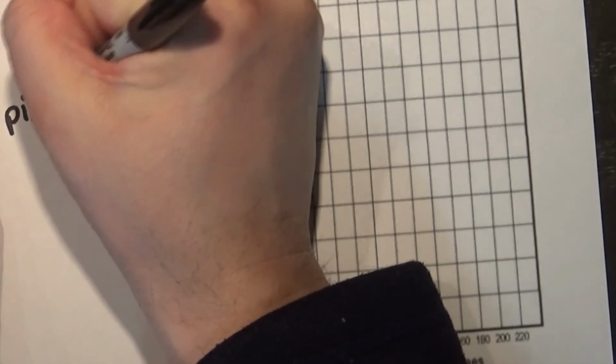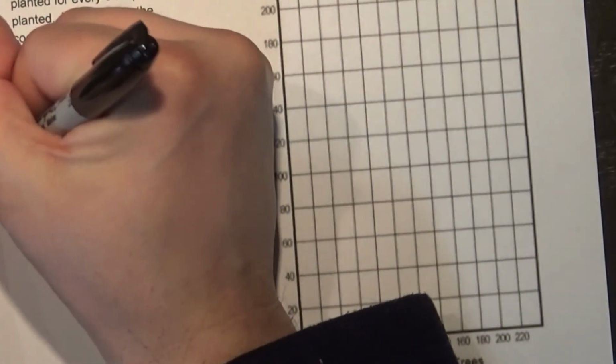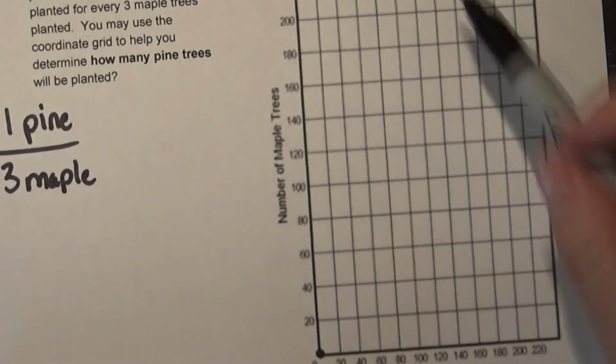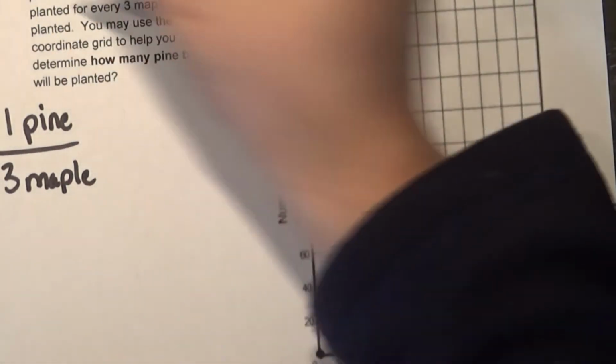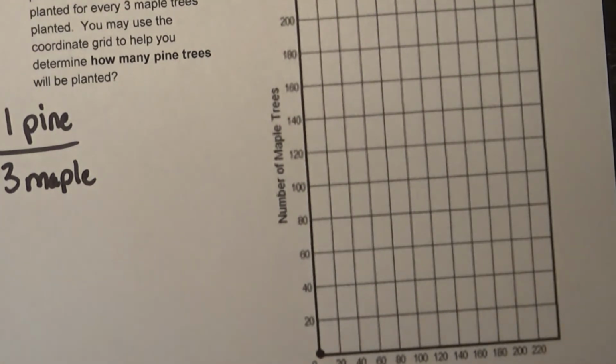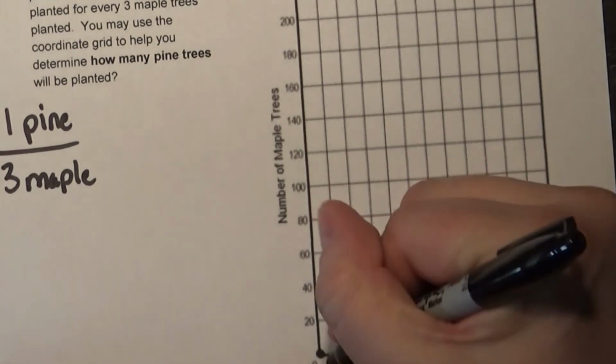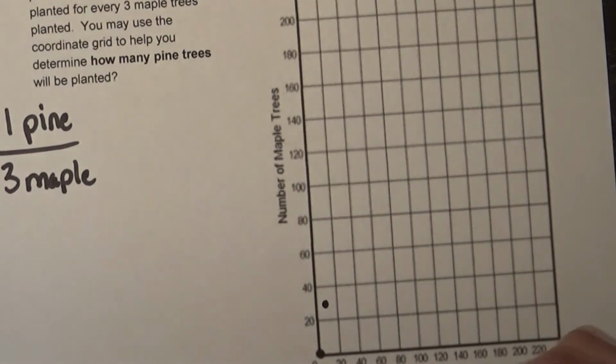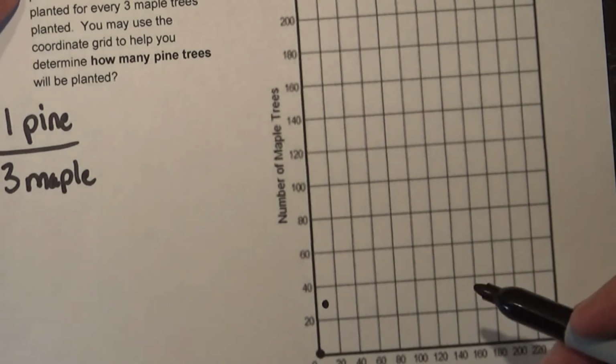So if I know I have a ratio of 1 pine tree to 3 maple trees, I can make an equivalent ratio that's going to be larger than that, and hopefully I'm going to have a total of 240 trees, because that's what I'm looking for. Now I can multiply this by maybe 10. That would give me 10 pine and 30 maple. If I plot this here, that's 10 pine and 30 maple. I'd have a little dot there. But that's not enough, because that only gives me 40 total trees. I need 200 more total trees.